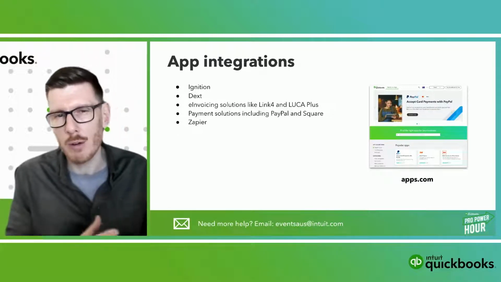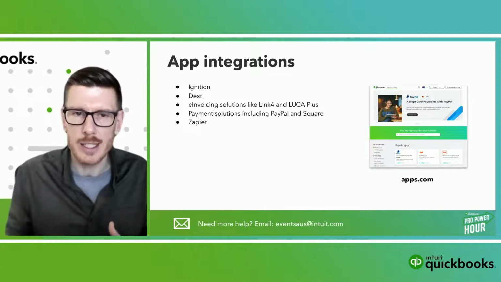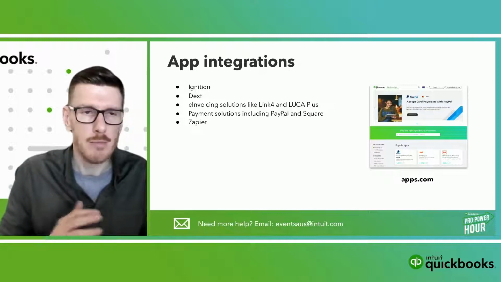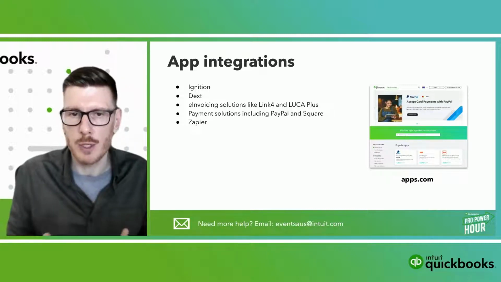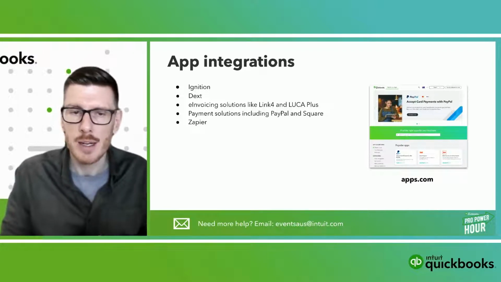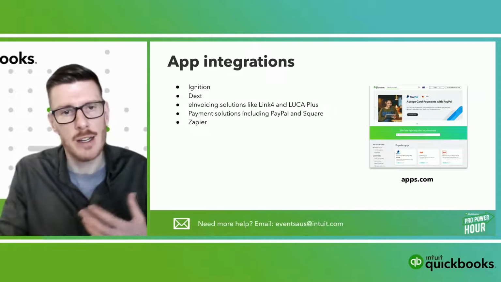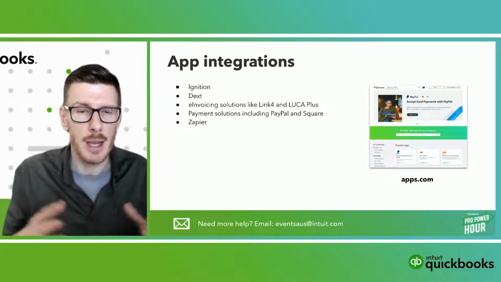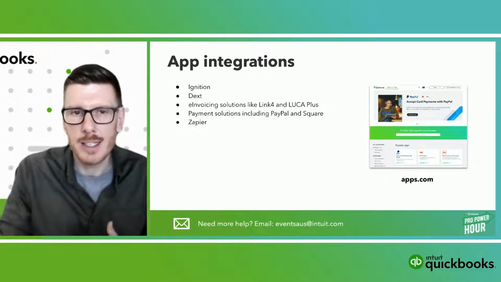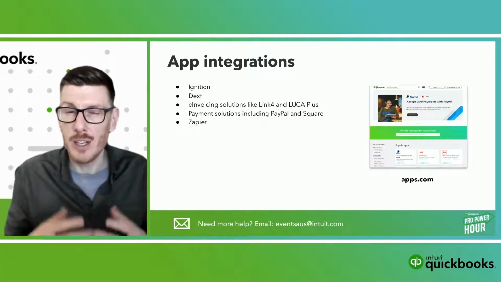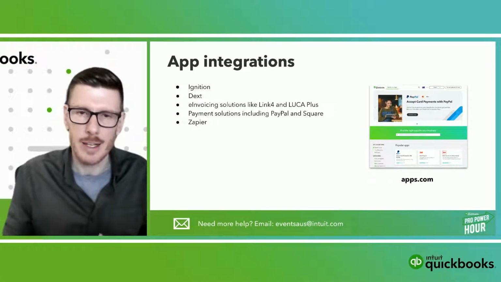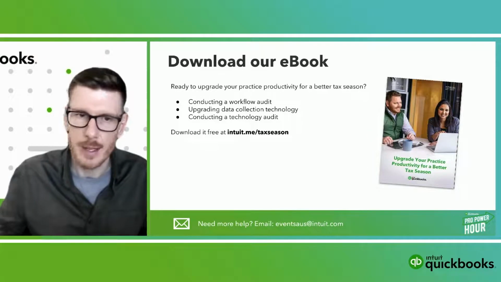But if you're working through that workflow audit and discovering there are manual processes that you want to eliminate, if you're finding that you're having to manually re-enter data, more than likely there's going to be an app that's integrated with QuickBooks Online that can help. So visit our app marketplace at apps.com, nice easy URL, apps.com, and you'll find a ton of them there, like Ignition and Dext and e-invoicing solutions, payment solutions, and things like Zapier, which integrate hundreds of other apps. So as I say, wherever your client's data lives, if you need that data, there's going to be an app that integrates with QuickBooks Online in a way that you can get that data that doesn't involve a manual process.